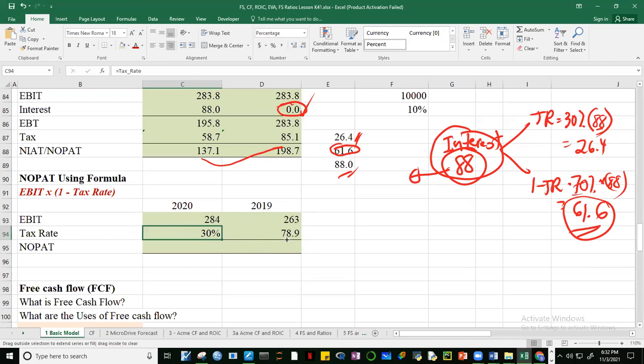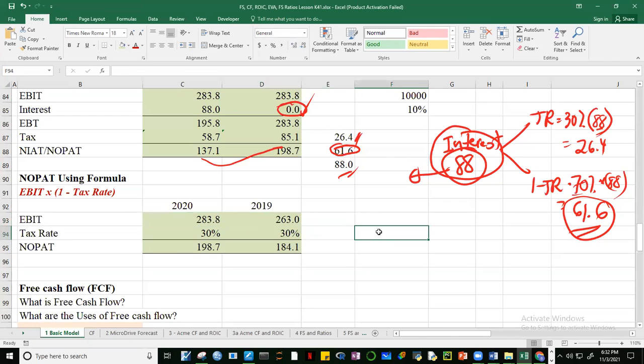Copy this. Okay, therefore, our NOPAT is equal to our EBIT times 1 minus the tax rate, which is this one. Okay, 1 minus the tax rate. Copy to the right. And add 1 decimal place here. Okay, so we can easily compute for the net operating profit after tax.